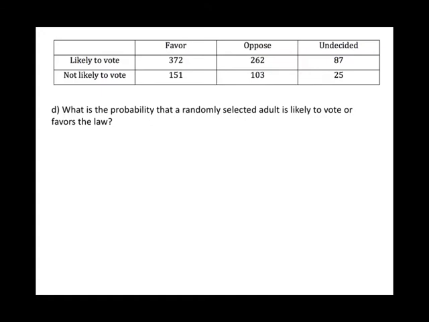So if we have the table here, I recommend you circle likely to vote. So I circle likely to vote, or favor the law. Circle the favor the law. Do you see the intersection here? Yes, right? That's an intersection. So you know this is a not mutually exclusive event. They can happen at the same time. So write down the formula.